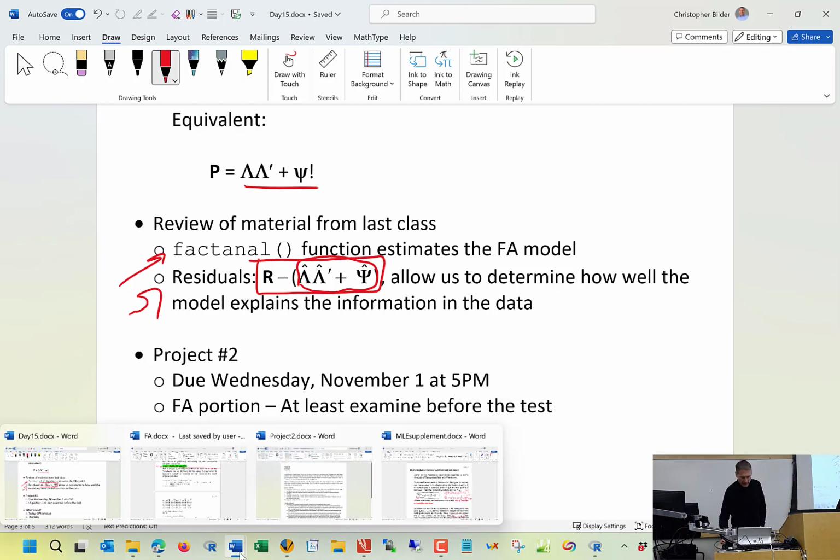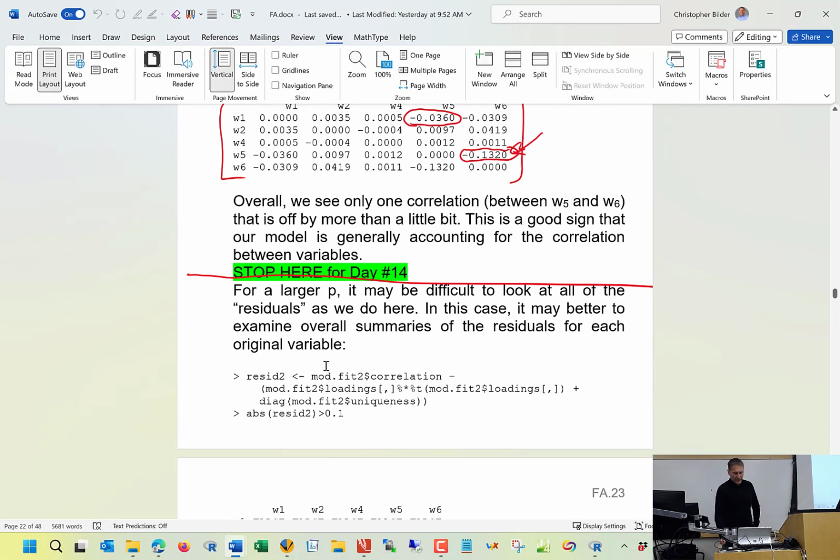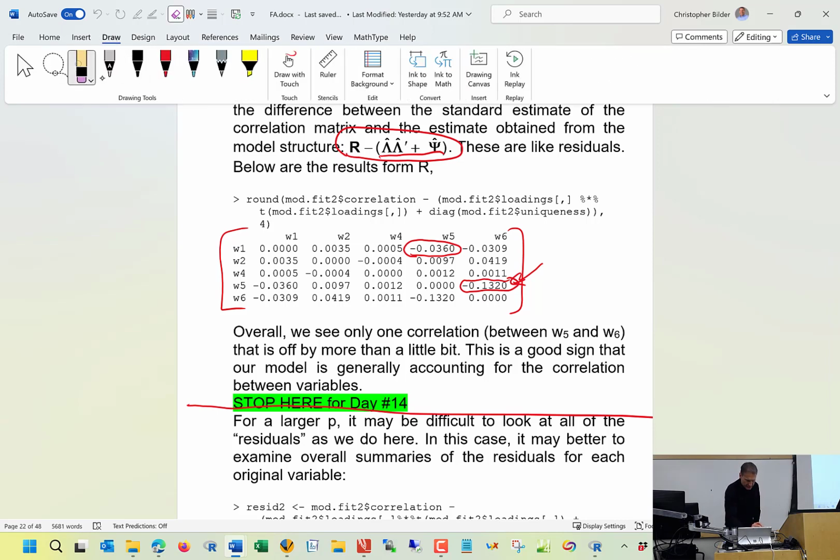That leads us to where we left off. With respect to the goblet data last time, we found these residuals. And let me just do a little bit of erasing here.